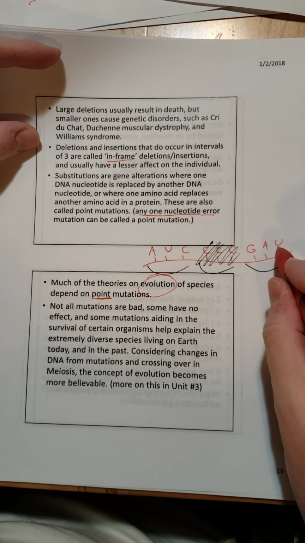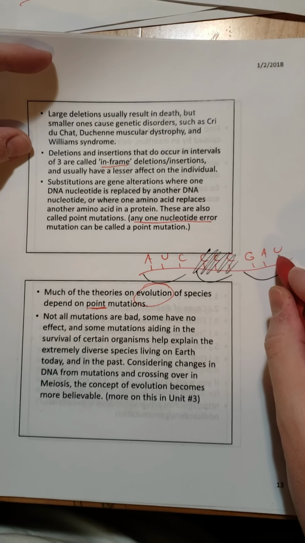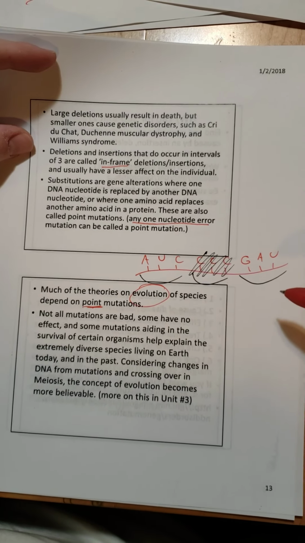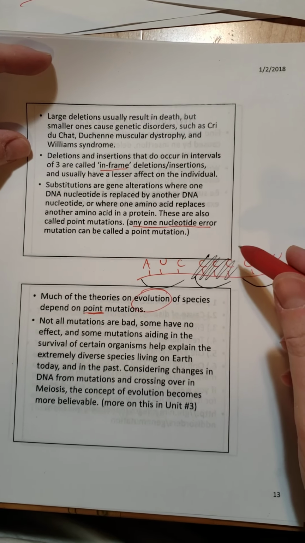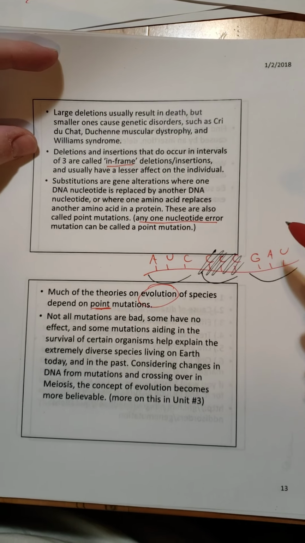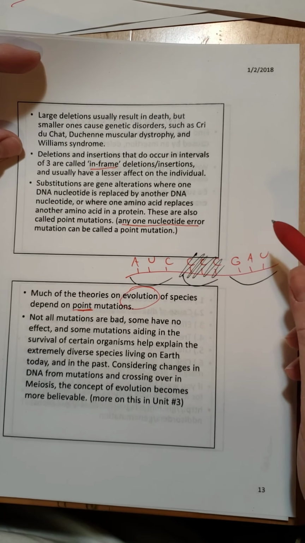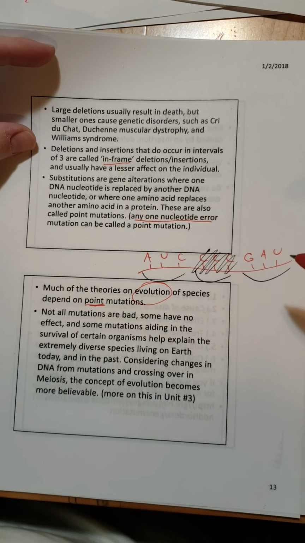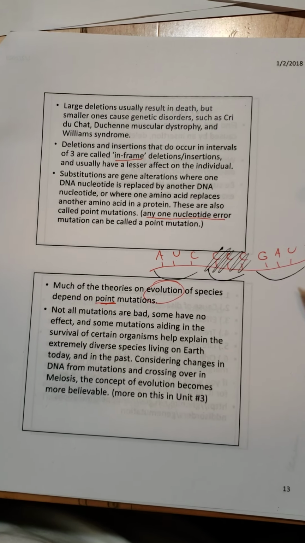Well, if that one nitrogen base is wrong, and it's supposed to be something different, it might code for a different amino acid and therefore make a slightly different protein, which more than likely is going to be a bad thing. That's probably going to be a negative thing for that organism, but it could be positive. And maybe if that's a positive thing, that's how that organism evolves over time.